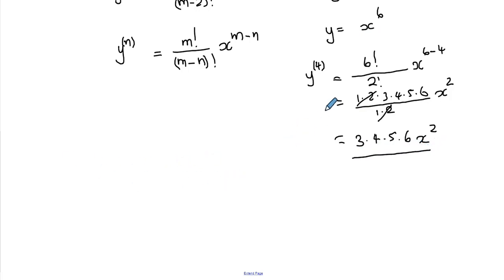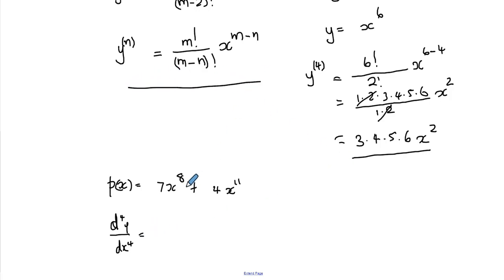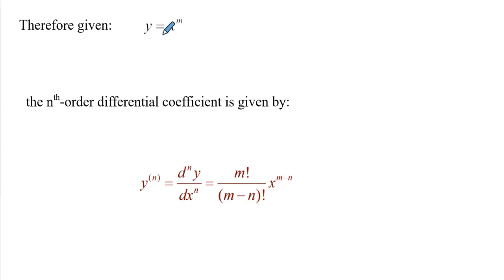So in conclusion, we must be able to use this even for any type of polynomial. Let's say we've got something like p(x) equals 7x to the power 8 plus 4 times x to the power 11, and you need the differential coefficient of order 4. Then you have to apply this approach to each term, and consider that you're going to multiply by the constant which is already there. The conclusion is that if you are given a function of a power of x, the nth order differential coefficient will always be given by this formula. So then you can go on and apply this formula to compute your derivative.